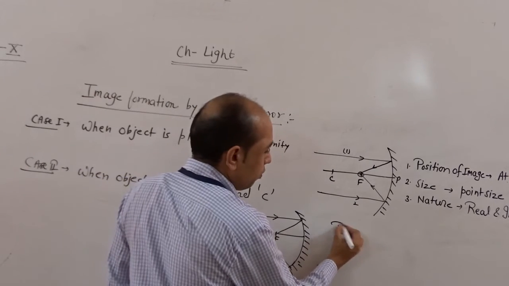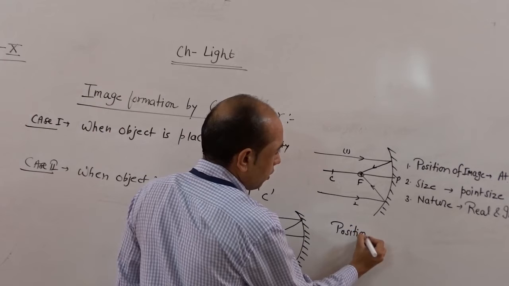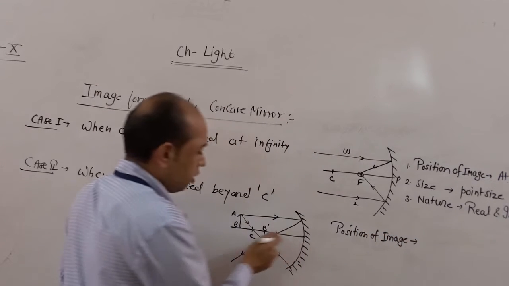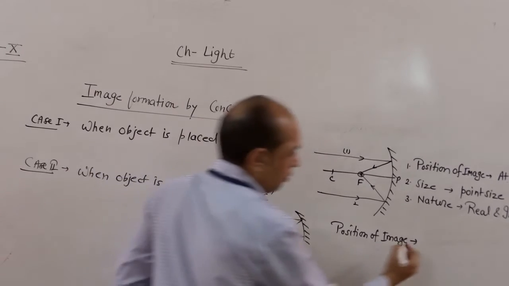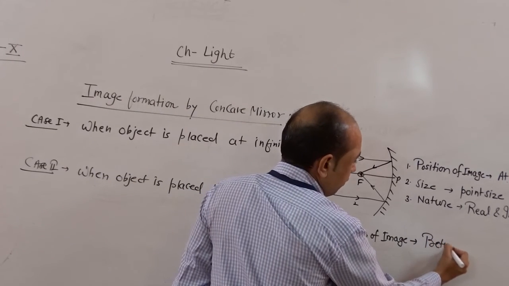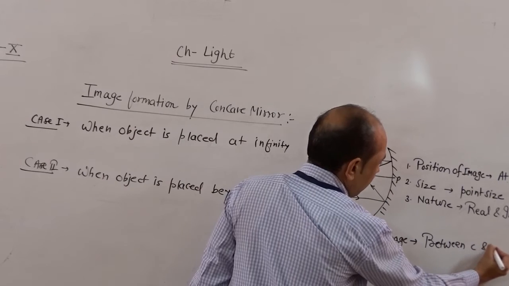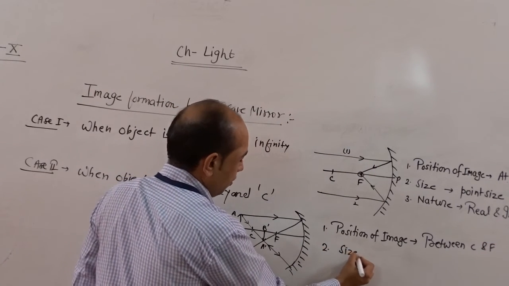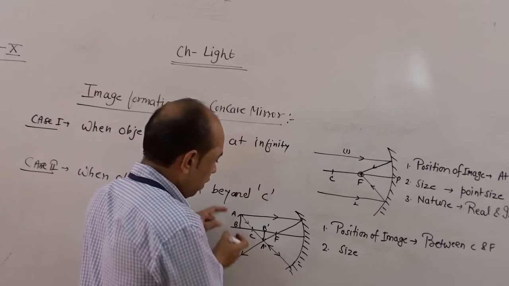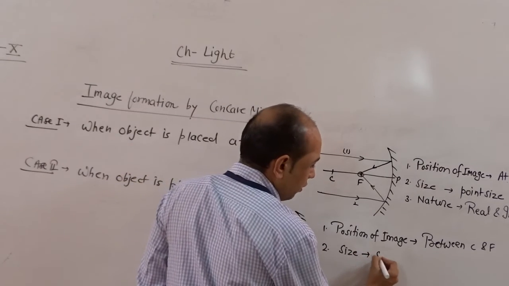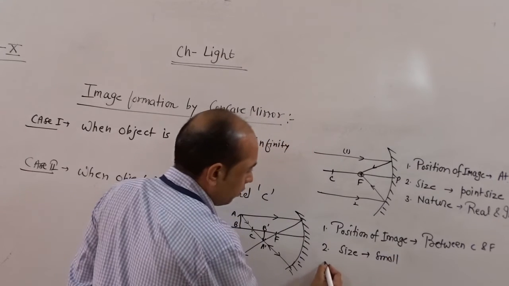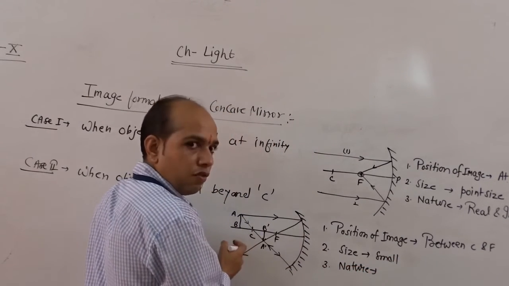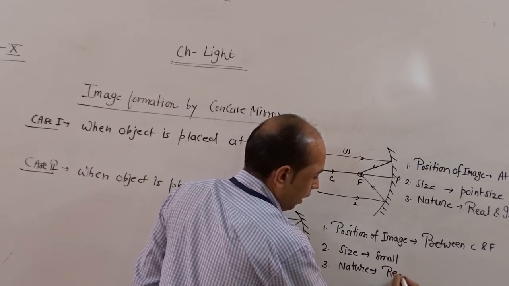So again if we come to position of image. So where is the position? Between C and F, center of curvature and focus. Similarly second one, if we talk about size, the size is small if we compare with respect to the object. So size is here small. And third one, if we talk about nature, because of the same side of the mirror, it is here real and inverted.